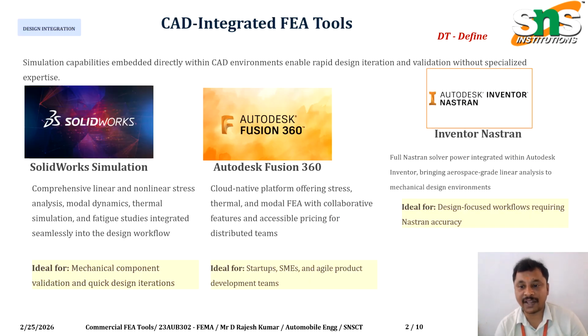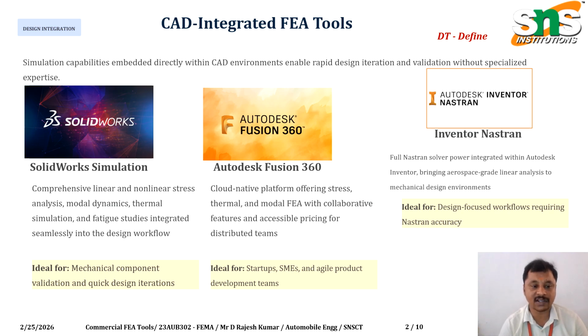So as we discussed in the previous lecture video, there are different categories of software available commercially for finite element analysis, right? And you can see they are CAD integrated FEA tools. The first ones, as we discussed in the previous lecture, are SolidWorks Simulation, Autodesk Fusion 360 and Inventor Nastran. They all have different features, right? So let us see one by one.